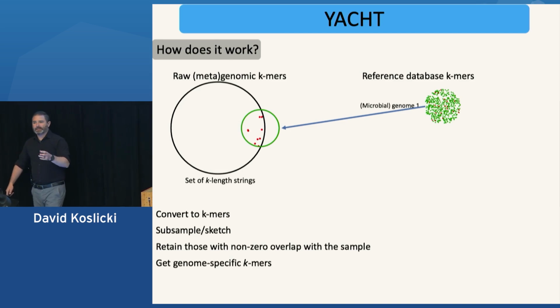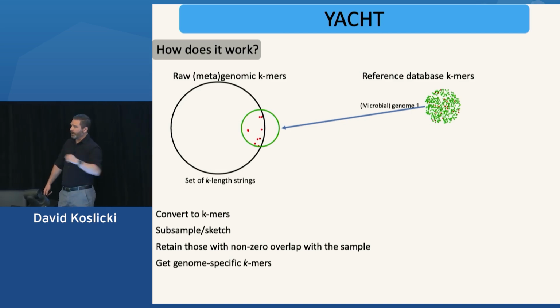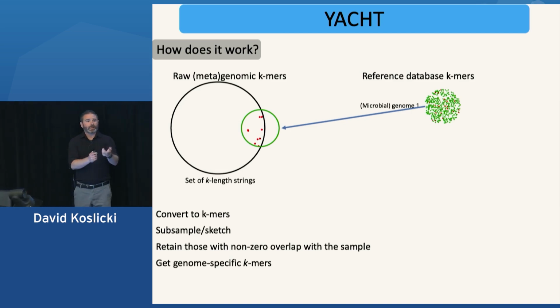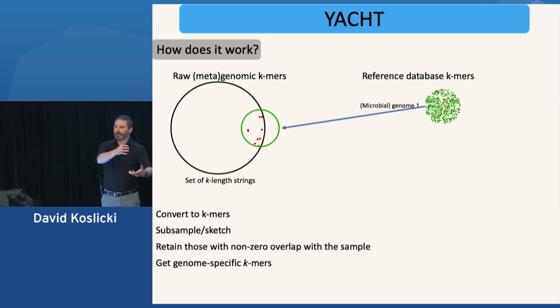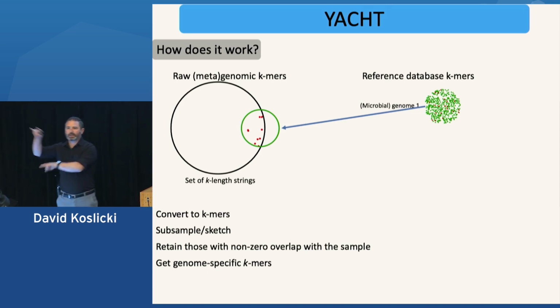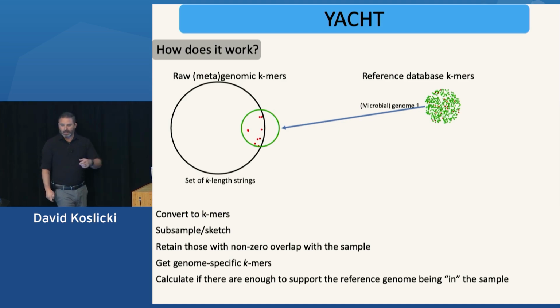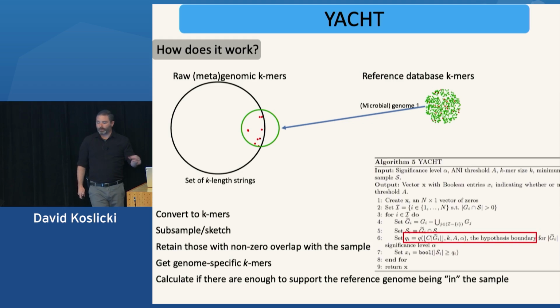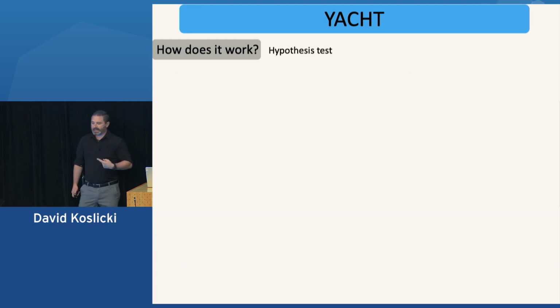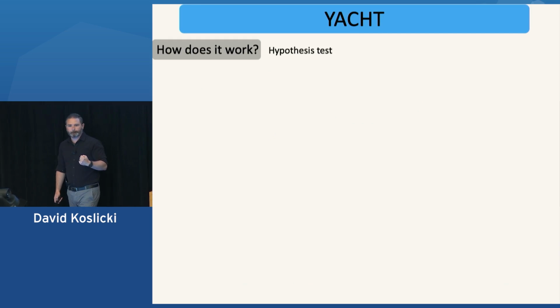And then, and this is kind of a key thing, taking inspiration from Treangen, you look at the genome-specific k-mers. Of the ones that do overlap with your sample, which k-mers are unique to the genomes? If you see that k-mer, you have more confidence that it's present in your sample. And then you calculate if you've seen enough of those to support the claim that that genome is in your sample. What do I mean by enough support? Well, it's that test, which we'll talk about right now.